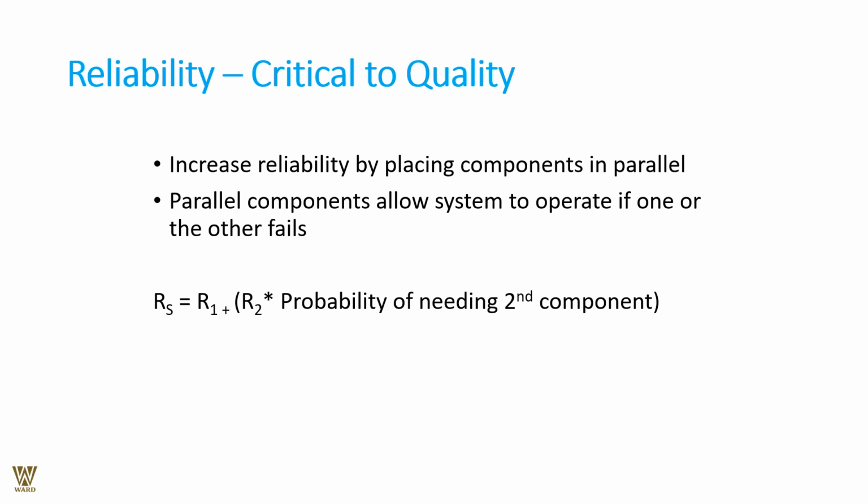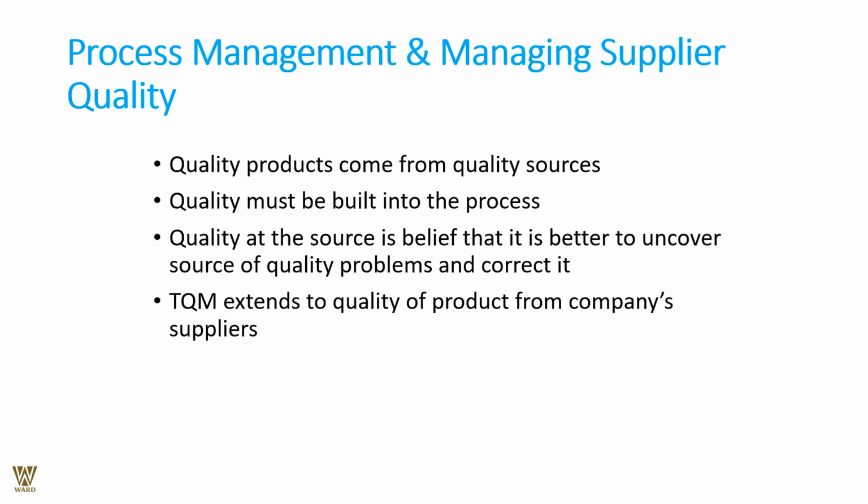Similarly, for critical to quality, can we increase the reliability by placing components in parallel with each other? Parallel components allow the system to operate. If one of them falters, the other will pick it up. So this is what parallel component systems are. So we have RS, the reliability of the system, equals R1 plus R2 multiplied by the probability needed for the second component per se.